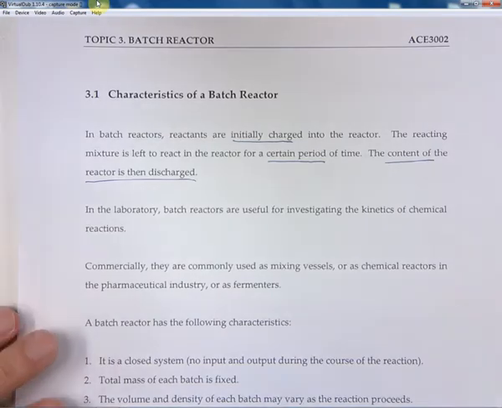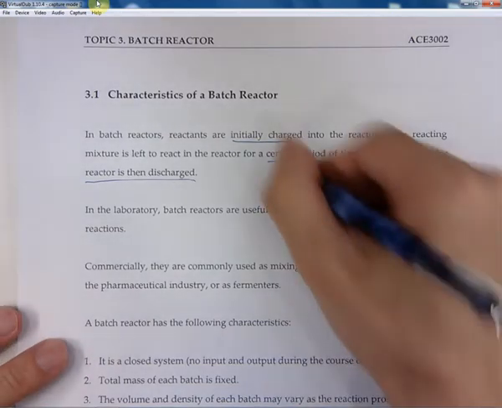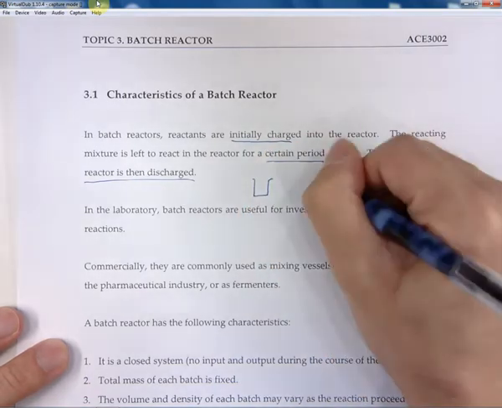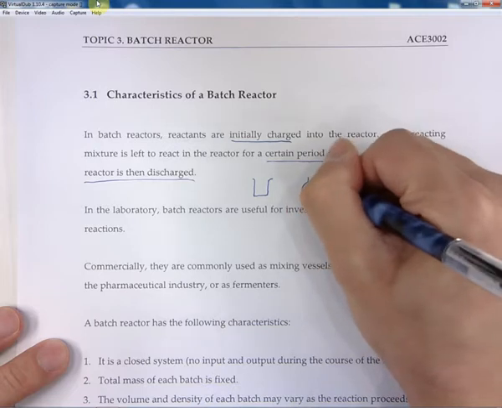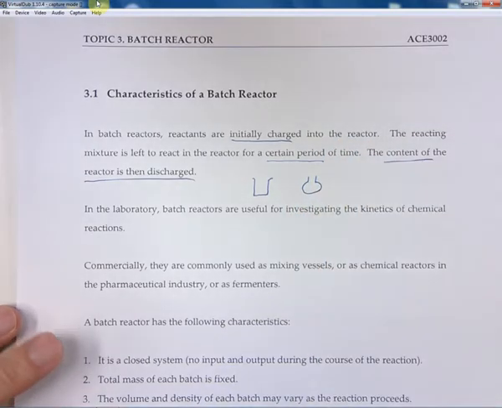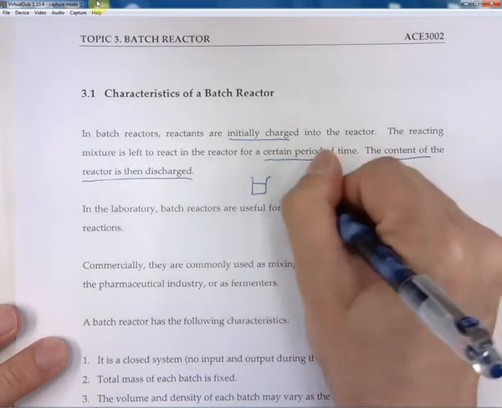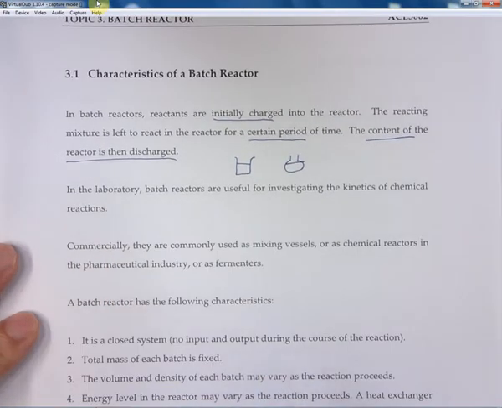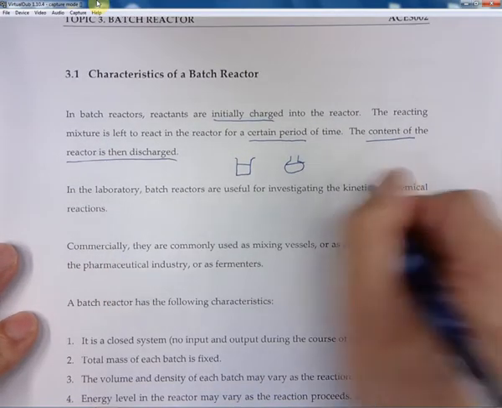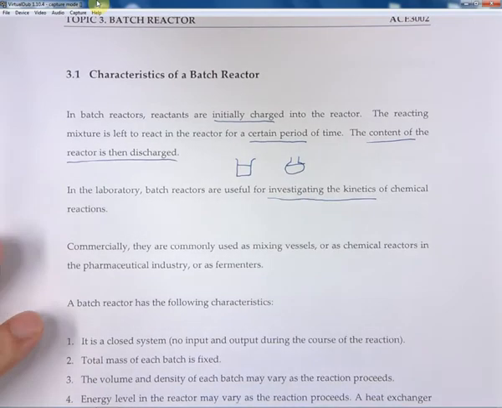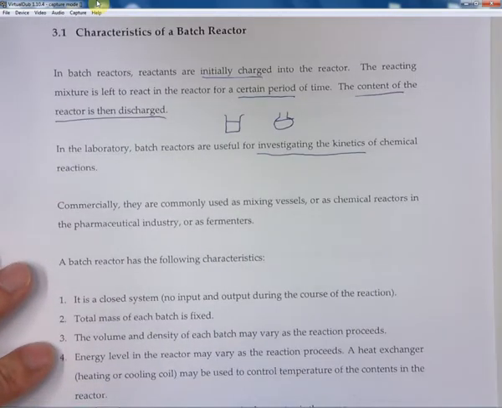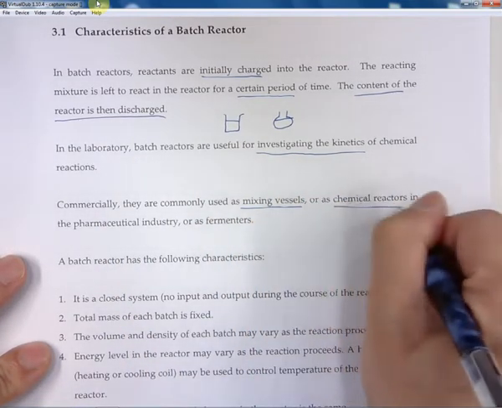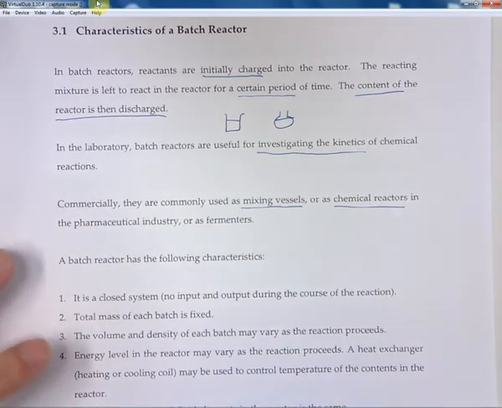So a typical example of a batch reactor is something you have actually done before. It could be a beaker or it could be a flask that you used in your lab before. So these are some examples of a batch reactor. Okay, so in the lab, like I mentioned, you have done batch reactors a lot of times. They are used to investigate the kinetics of chemical reactions. But commercially they are used as mixing vessels, chemical reactors in pharmaceutical industries, or as fermenters.